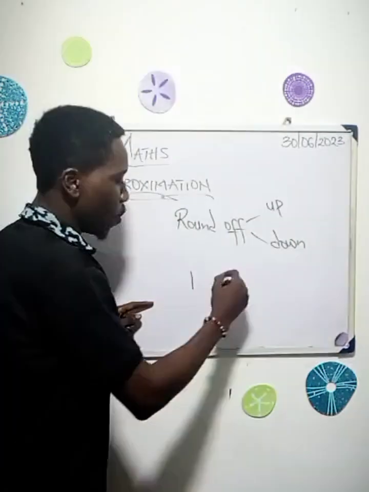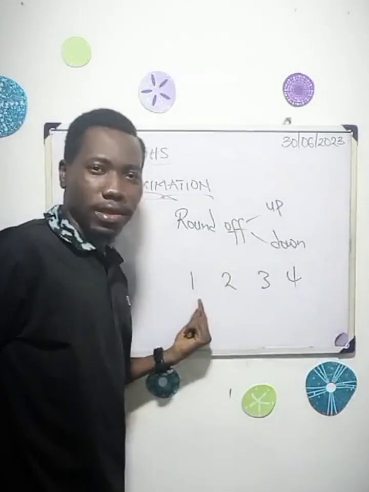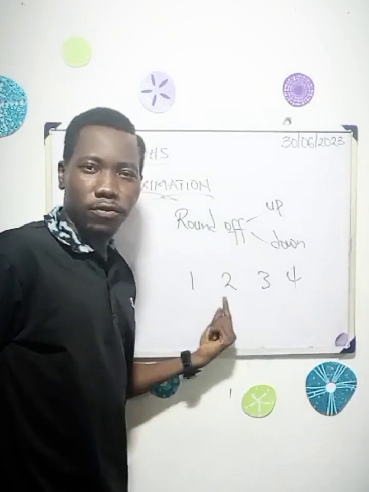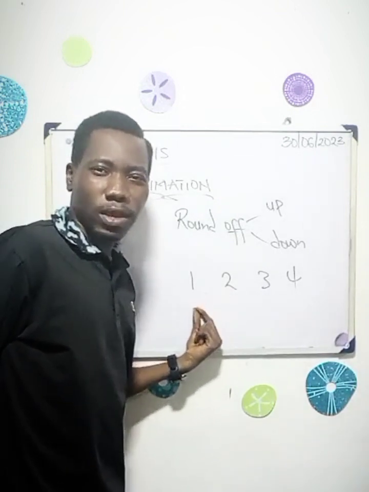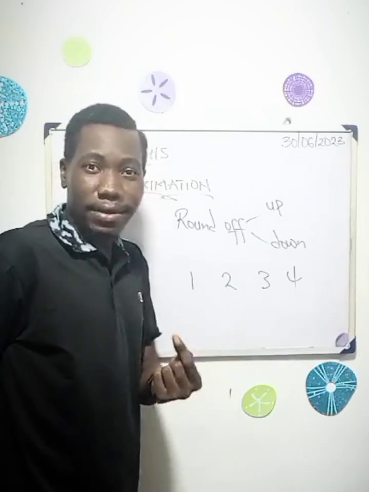So assuming I have 1, 2, 3, and 4, I would want to think that there are no numbers between 1 and 2, that immediately after 1, you have 2. But no. This is where decimals come in, all right? So decimals are numbers that are less than 1.